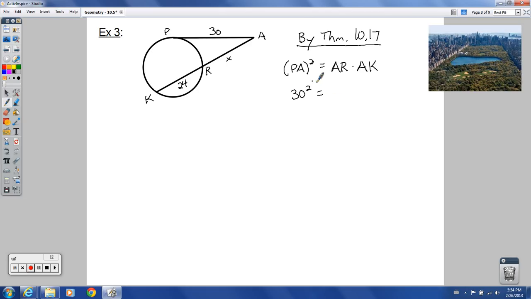30 squared would equal x times, now this would be x plus 24. That's the whole thing, AK. So this would become 900 equals x times the quantity x plus 24. We could do that, I think, right here. Let's just distribute that x right here. So we have x squared plus 24x.